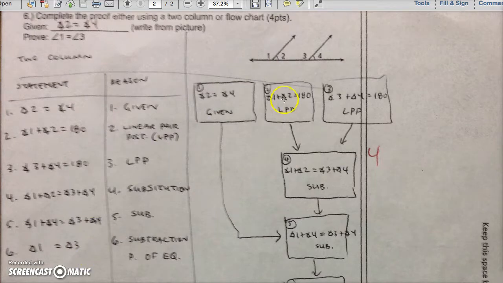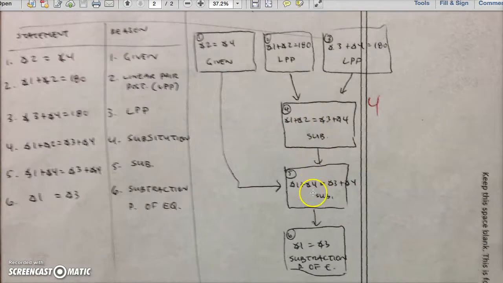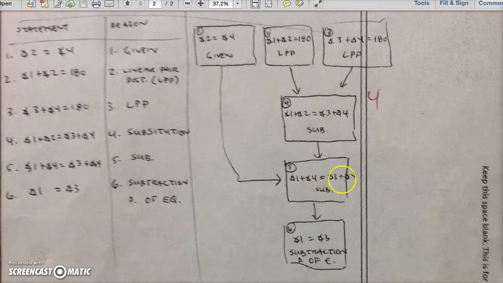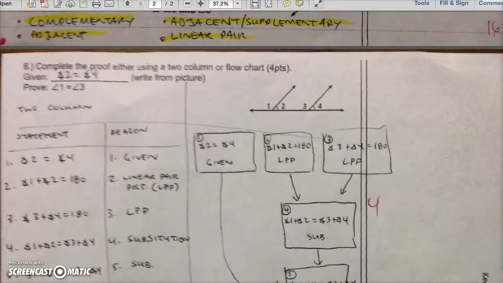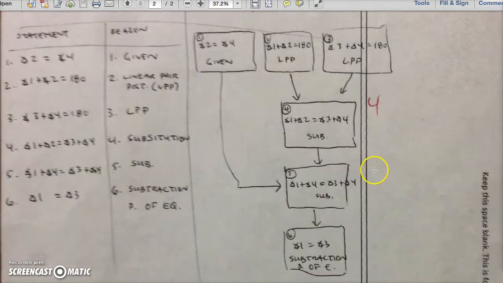And you'll notice over here on the flow proof it's exactly the same. It's just taking my statements, both linear pair postulate, you do a substitution, you set them equal to each other because they're both equal to 180. Then you do another substitution, I'm doing angle 2 for angle 4. They both have an angle 4 on both sides, so you can use the subtraction property of equality, angle 1 is equal to 3. So even though that was probably a difficult problem for students, I made it out of 4 points.